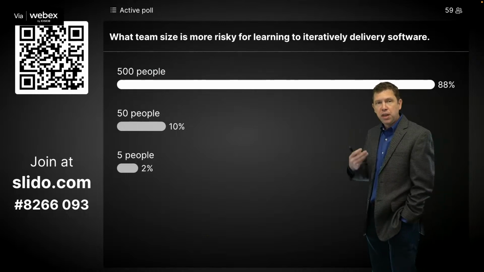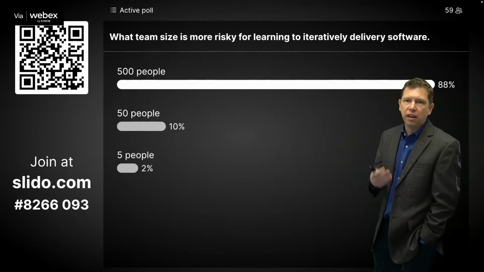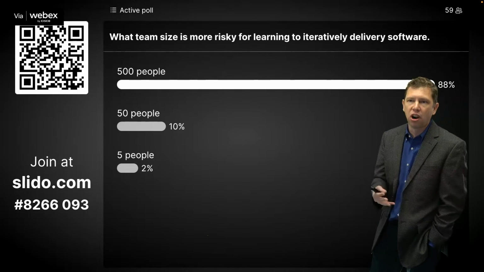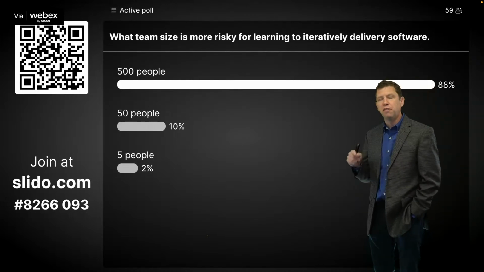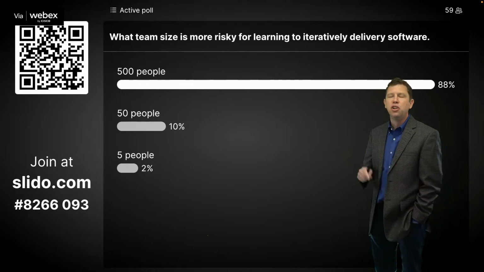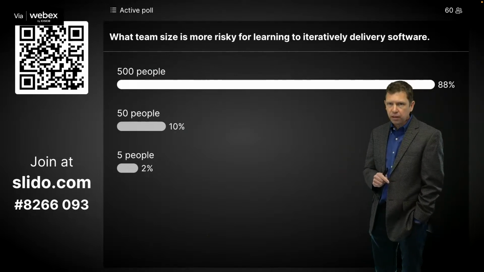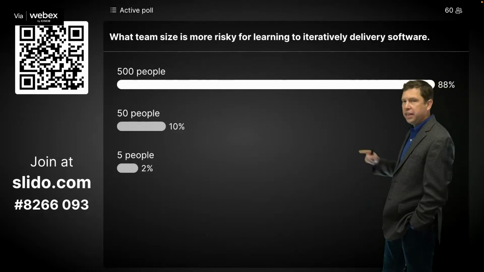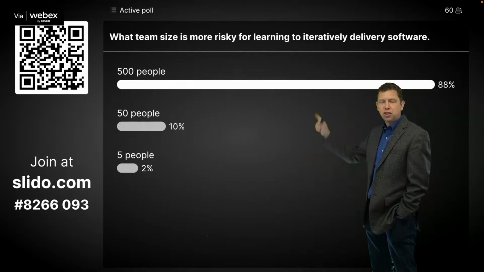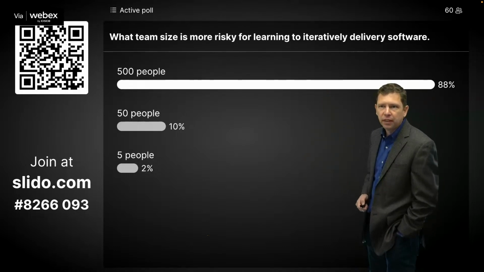That's been my experience, because learning how to iteratively deliver software is hard, right? It's difficult. You're going to make mistakes. If you assume you can deliver software without making any missteps, you're probably going to be disappointed. If I'm going to make missteps and try to figure out how to do things, it's a lot cheaper to do that with 5 people than it's going to be with 500 people.